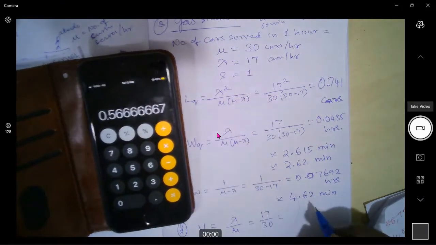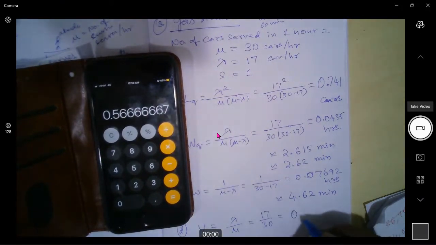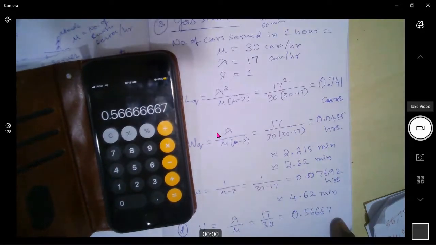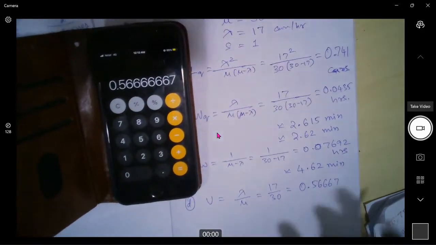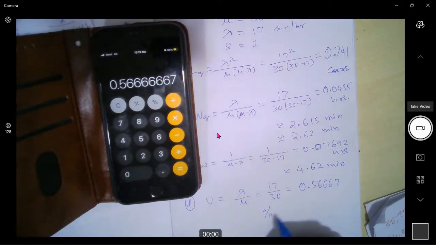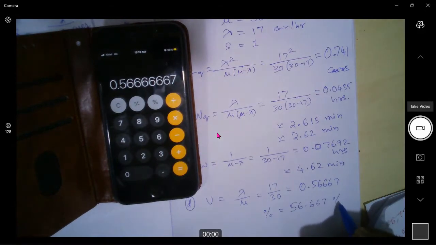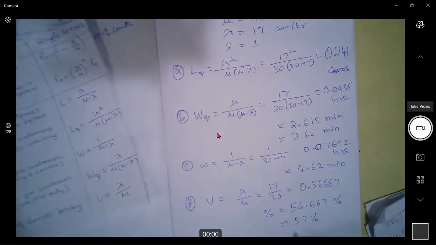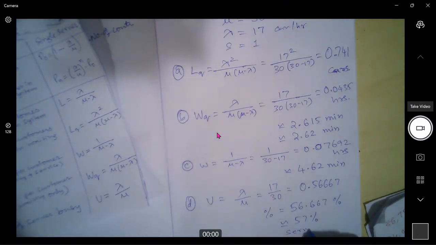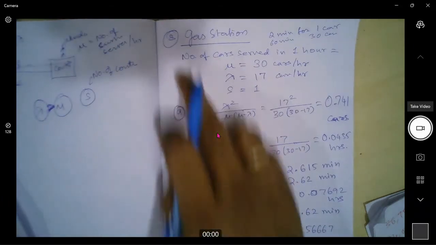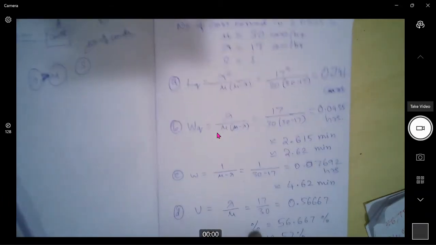0.566, you can round off to 0.56667. Now this is in the form of a fraction, and the question asks for a percentage. So the percentage is 56.667 percent, or you can round off to 57 percent of the time the server is busy. So we solved the eighth question, part A, part B, part C, and part D.